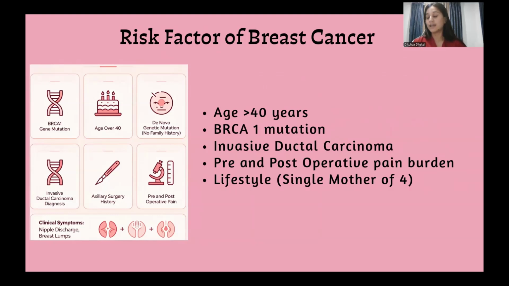Additional risks identified in her history include her BRCA1 gene mutation, which significantly increases susceptibility to breast cancer, female sex, and increasing age, as hormonal exposure over time contributes to breast cancer development. Furthermore, axillary surgery and pre and post-operative pain burden, all of which place Amara at heightened risk of developing lymphatic dysfunction, affecting her recovery, mobility, and ability to care for her children and return to her active lifestyle.